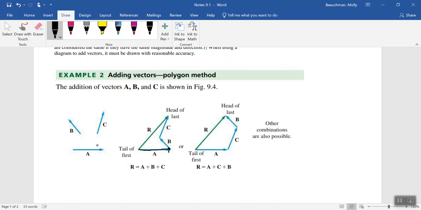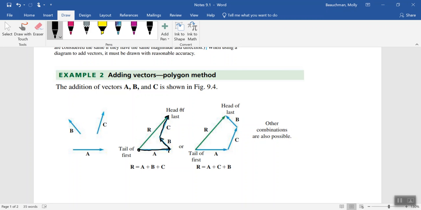Then we take vector B and move it so that the initial side of B starts at the terminal side of A. Then we take vector C and move that over. And the resultant is where we started, initial side of A to the terminal side of C.